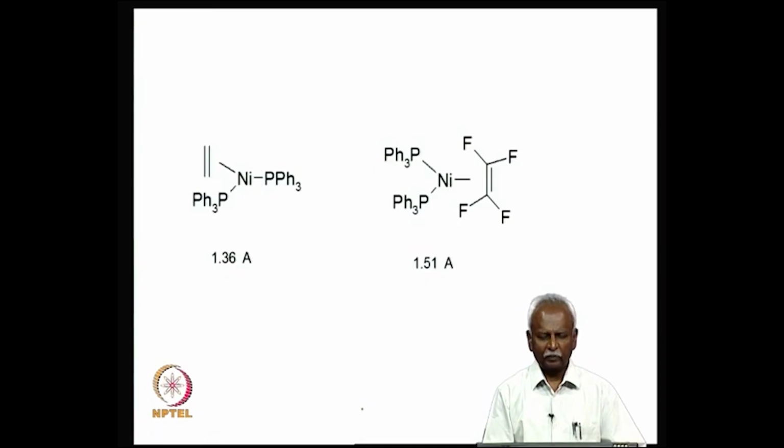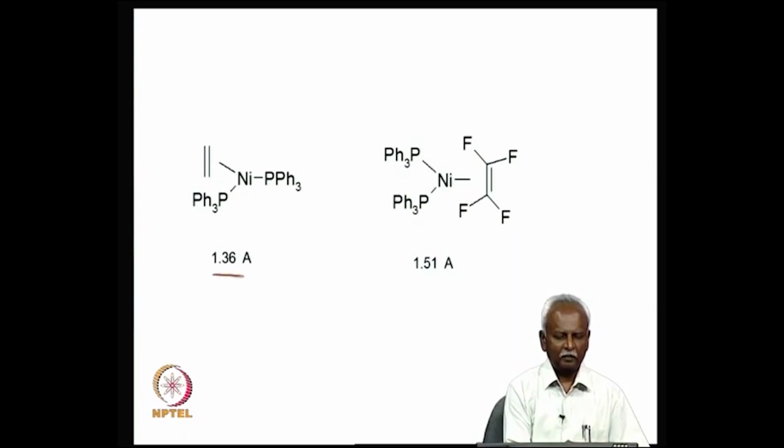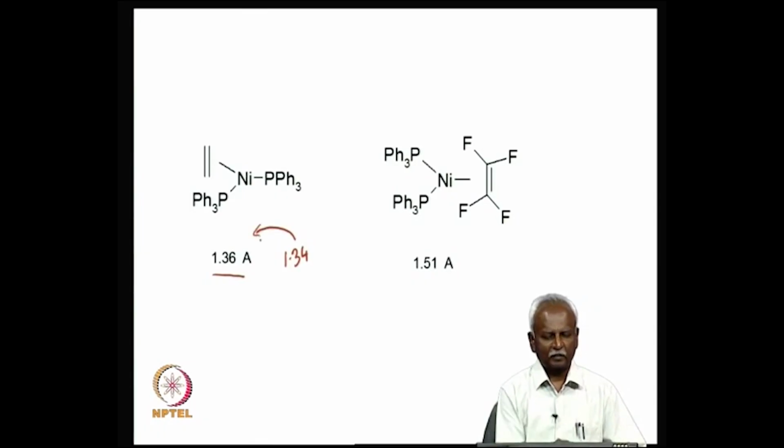So, here I have pictured for you what happens to the carbon-carbon bond distance when you have an electron withdrawing substituent. Here I have tetra, 4 fluorines attached to the carbon of the olefin, and here I have simple ethylene. This distance is hardly increased from 1.34 angstroms. It has gone only to 1.36 angstroms.